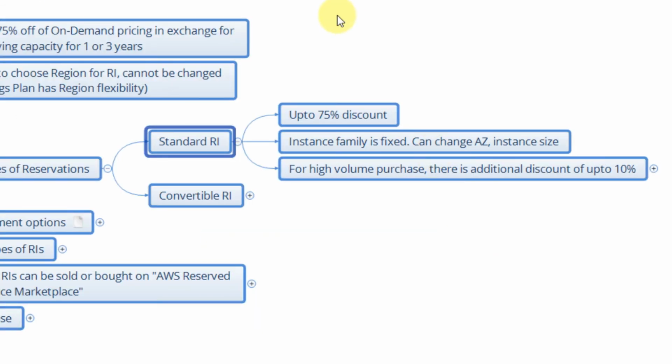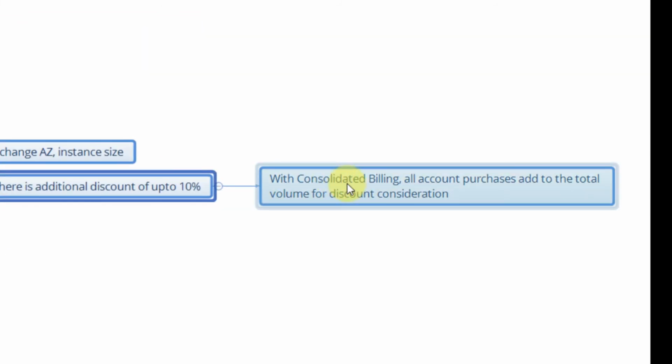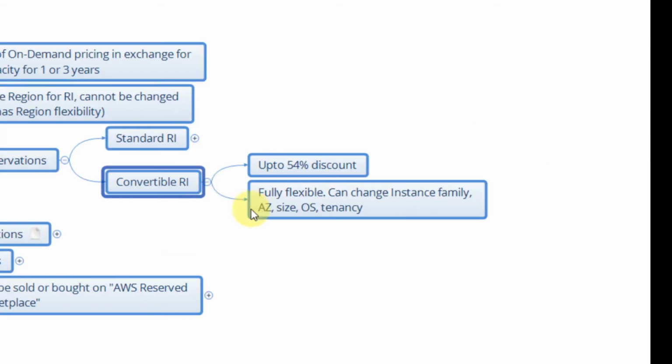In the case of a standard reserved instance, you get a certain discount. The instance family is fixed, but you can change the availability zone or the instance size when you launch. And note that for very high volume purchases, you get an additional 10% discount. And when you have consolidated billing, all the sub-account purchases are added to the total volume for discount consideration. In the case of a convertible reserved instance, you get a smaller discount, which is 54 versus 75 for this, but you have a lot more flexibility. You can change the instance family, availability zone, instance size, operating system, tenancy, and so on.